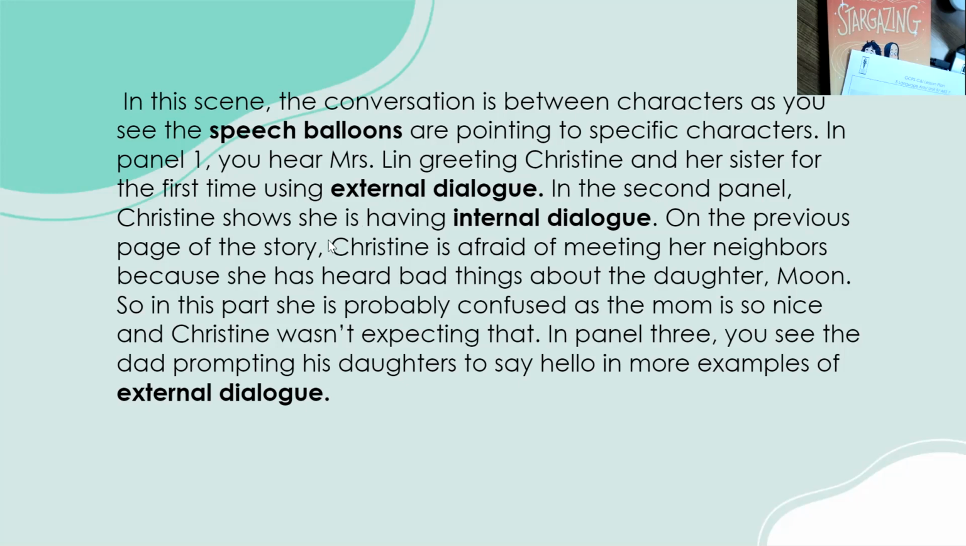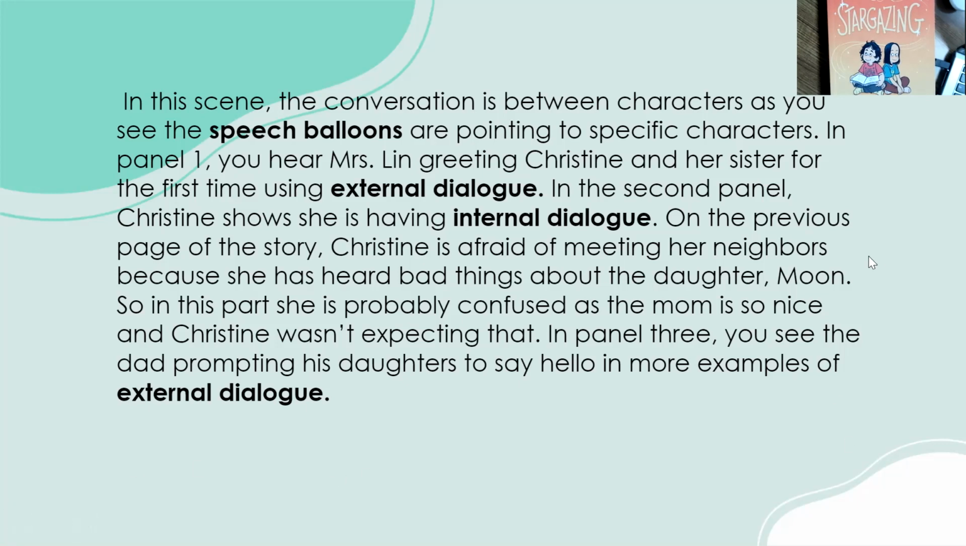In the second panel, Christine shows she is having internal dialogue. On the previous page of the story, Christine is afraid of meeting her neighbors because she has heard bad things about the daughter, Moon. So in this part, she is probably confused as the mom is so nice and Christine wasn't expecting that. In panel 3, you see the dad prompting his daughters to say hello in more examples of external dialogue. So do you see here how I had just explained to you what was going on within those 3 panels out loud using that vocabulary from our text anchor chart? I now wrote that down.